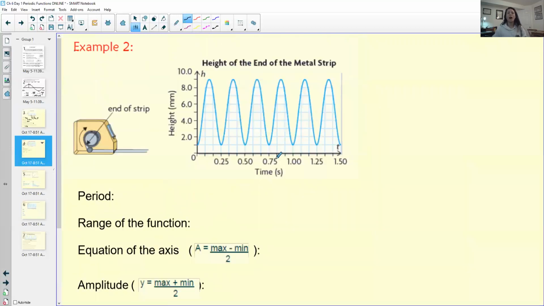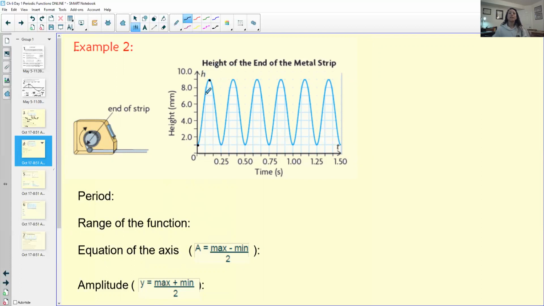Okay, so looking at this one here, this is an end of a strip. You can imagine that something's been marked and it's going in and around. So this is the height of the end of the metal strip. As it's being pulled in, you'll notice that when it's down here, it's about 1 millimeter off the ground, but when it's up at the top, it is 9 millimeters off the ground, okay?